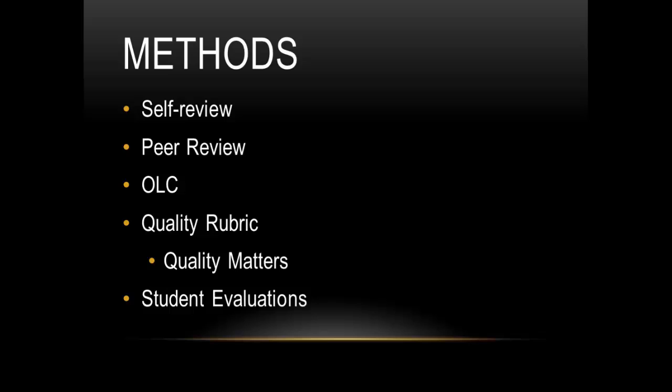Other ways that you can do it, you can have a peer review, meaning having someone else look at it. You can use us, the Online Learning Center, and have us look at and evaluate your class and give you feedback. You can use different quality rubrics out there. There's a lot of them out there, but the most common one by far, and the one that Bates recommends, is Quality Matters. And that's just giving you a rubric to actually go through and formally evaluate your class.